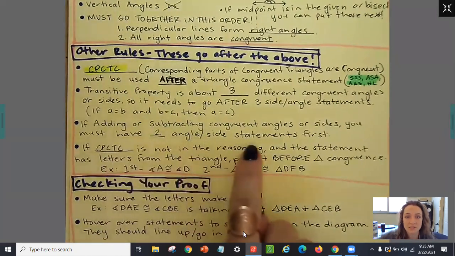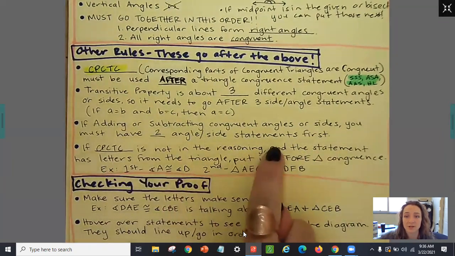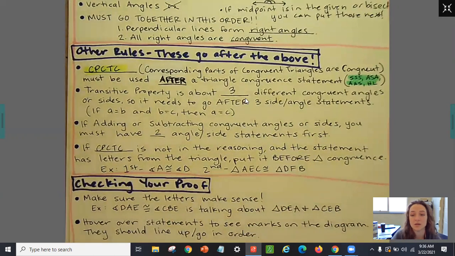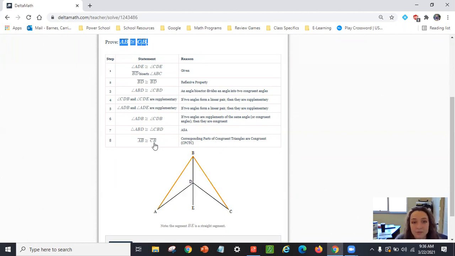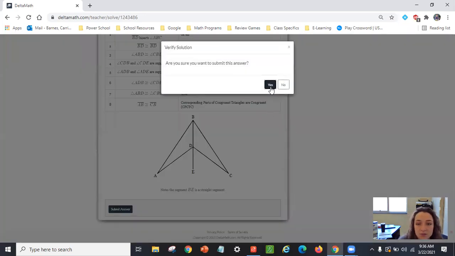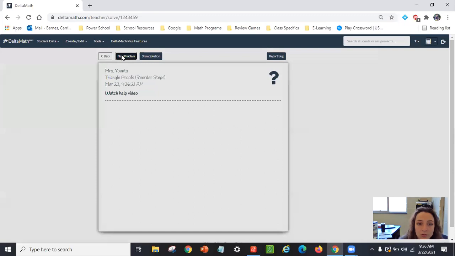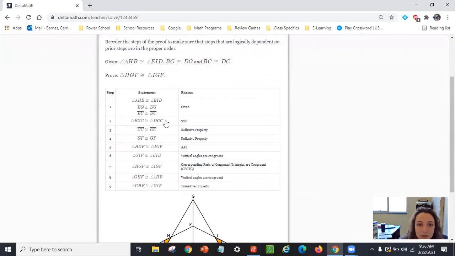If CPCTC is not in the reasoning, then the statement that has the same letters has to go before triangle congruence. So looking here, this statement has to go before that because it's talking about these triangles and we're working with CPCTC at the end. Okay, so this is not the CPCTC. We're in the reasoning. So, all right, so that one's good. Okay, and maybe just one more quick one, and then we'll be okay.